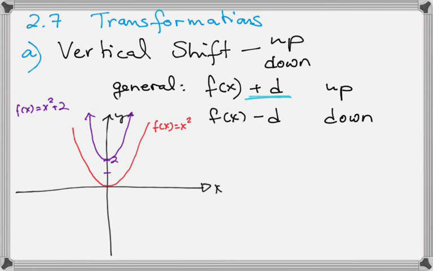Okay, now if we're subtracting, what happens? We're going down real fast. We're going downhill. Let's say f of x equals x squared minus 3, so 0, negative 3, and this parabola looks like so. You see how I'm just sketching that?